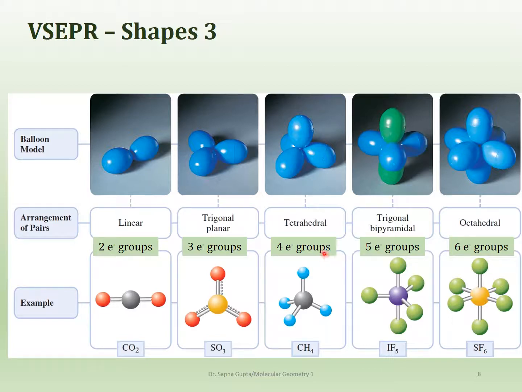All right, now we get to the 4 electron groups. In case of 4 electron groups, the structure that's shown here for you is methane, CH4, carbon in the middle, and then 4 hydrogens. Now we have 4 electron groups, 1, 2, 3, 4, and this is what the balloon shape is going to look like.